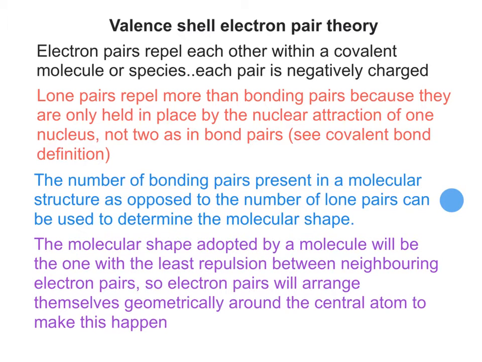The number of bonding pairs present in a molecular structure, as opposed to the number of lone pairs, can be used to determine the molecular shape. So we often look at the number of bond pairs and the number of lone pairs before deciding what shape to assign to that structure. And finally, the molecular shape adopted by a molecule will be the one that has the least amount of repulsion between neighbouring electron pairs. So therefore the electron pairs will tend to arrange themselves geometrically around the central atom to allow this to happen.